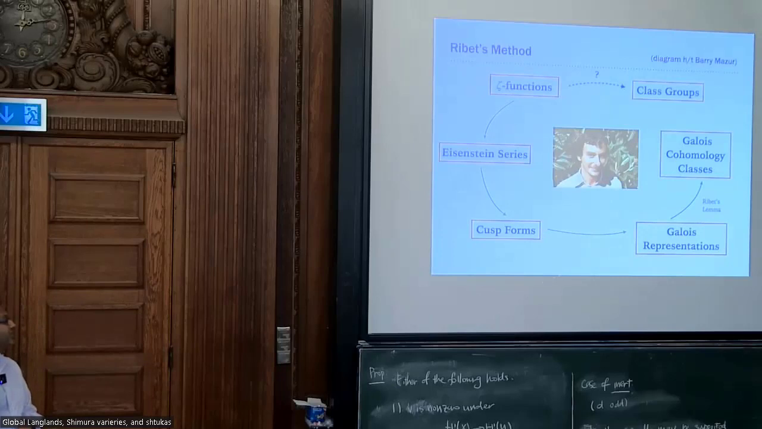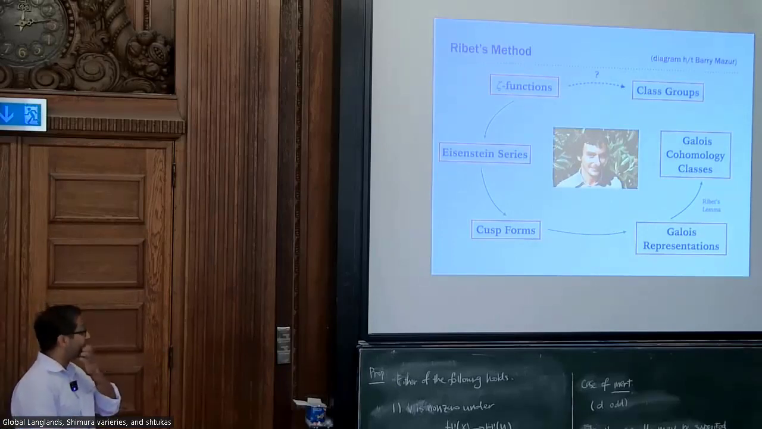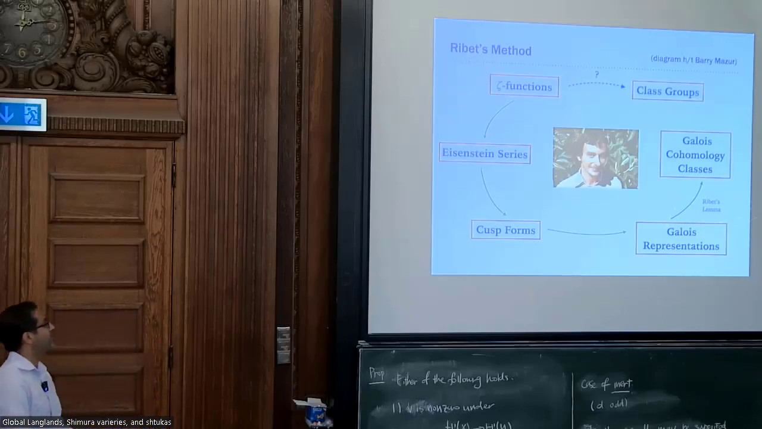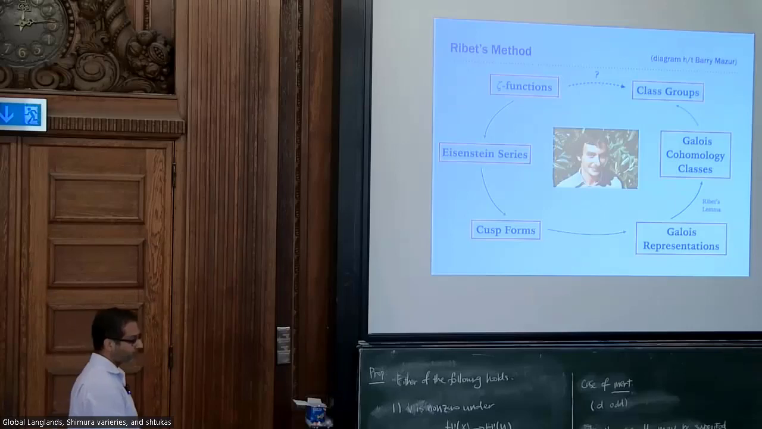So this procedure is called Ribet's lemma, and I'm going to speak at length about Ribet's lemma after this slide. So the whole talk will zoom in on this little aspect of the argument in a moment. And finally, the connection between Galois cohomology classes and class groups comes from, say, Kummer theory, class field theory.